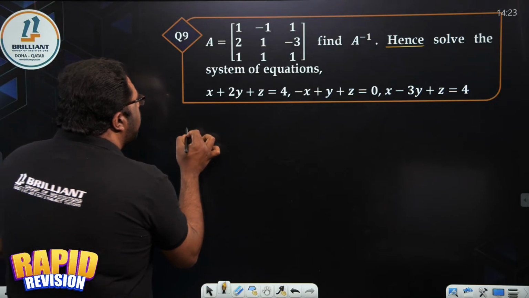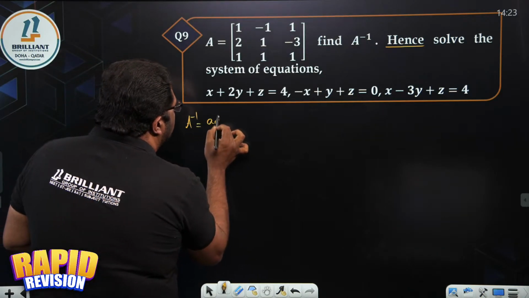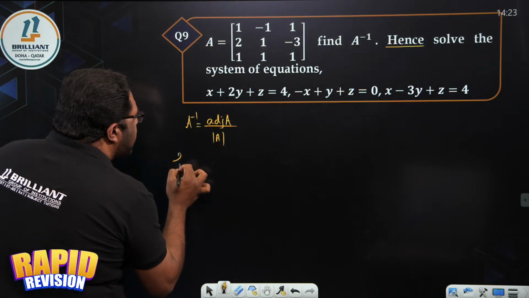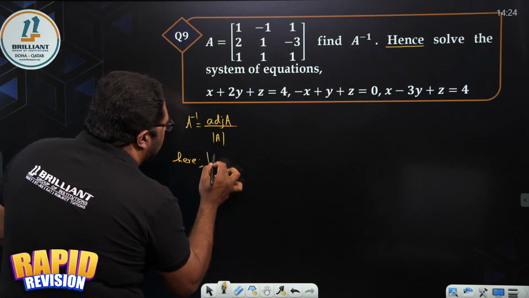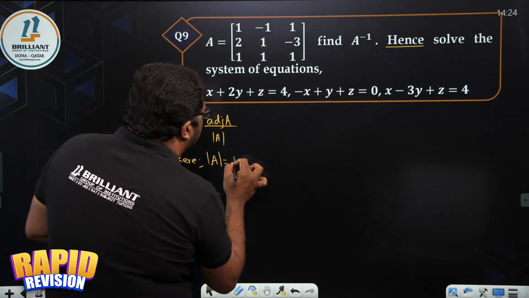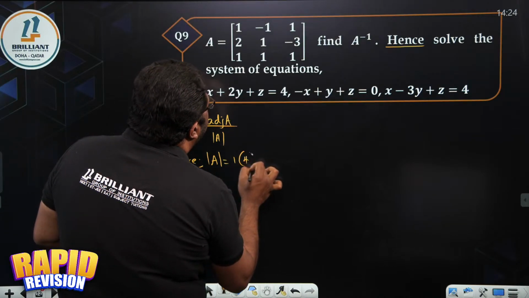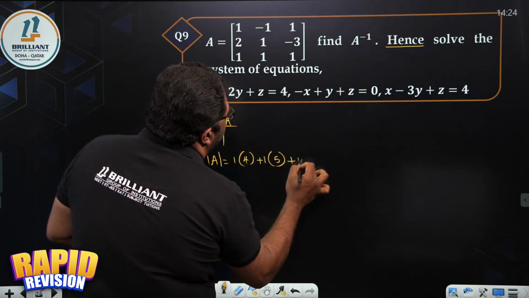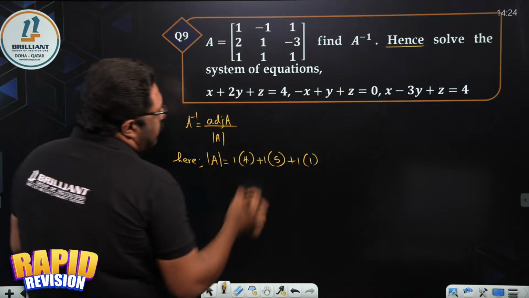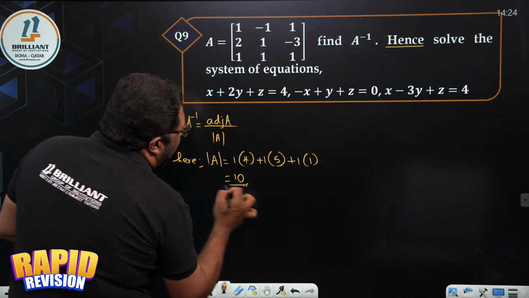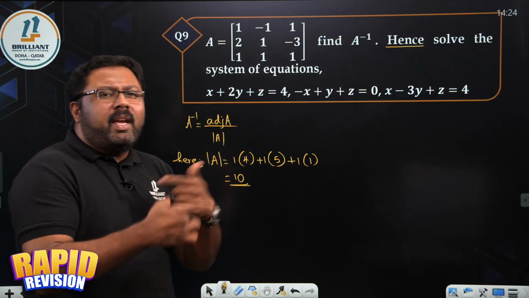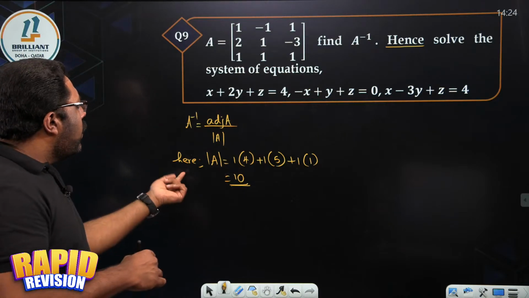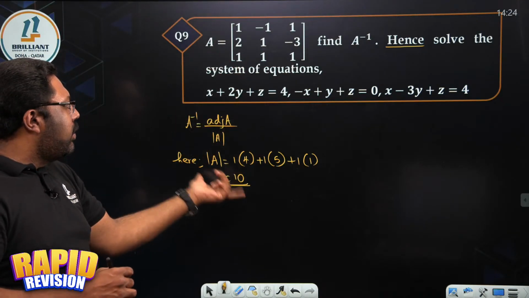How to find A inverse? Everybody knows. It's adjoint of A divided by the determinant of A. So here let's try finding the determinant of A quick. Here determinant of A is equal to 1 into 1 plus 3 plus 1 into 2 plus 3 plus 1 into 2 minus 1. Again the determinant is 10. I use the same matrix again and again because it will be easy for us to calculate. So I got the determinant as 10.